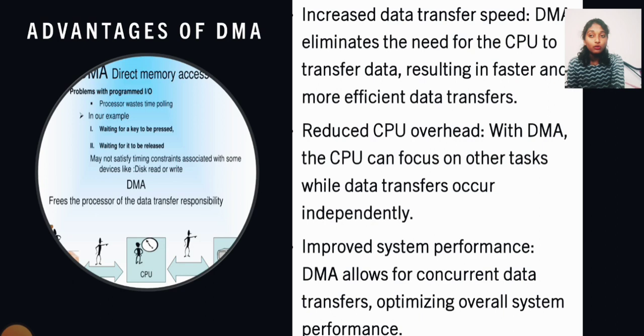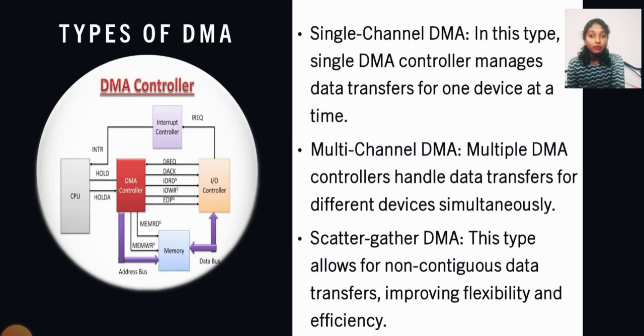So let's move on to the types of DMA. Single channel DMA, multi-channel DMA, and scatter gather DMA are the types. In single channel DMA, a single DMA controller manages data transfer for one device at a time. In multi-channel DMA, controllers handle data transfer for different devices simultaneously. This type allows for concurrent data transfer, improving flexibility and efficiency.